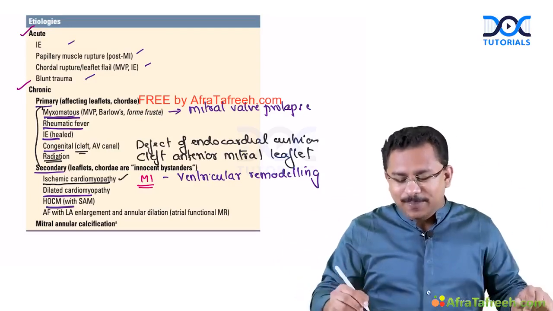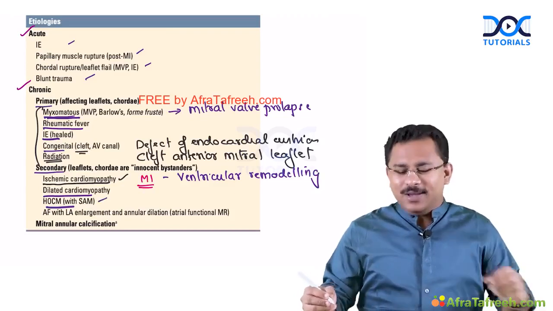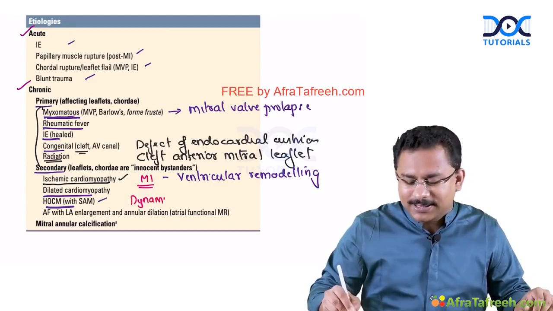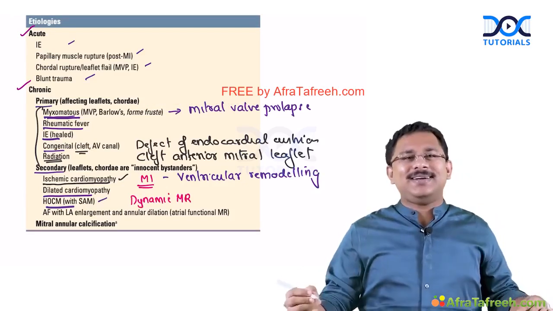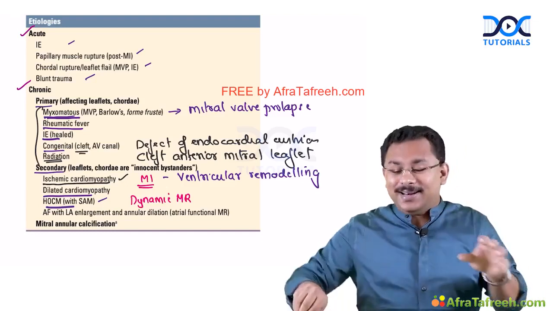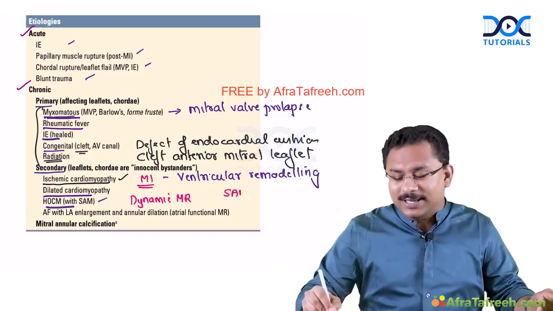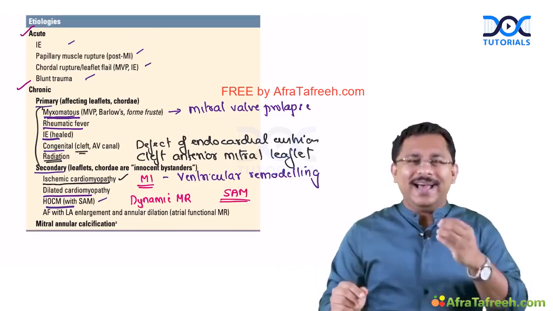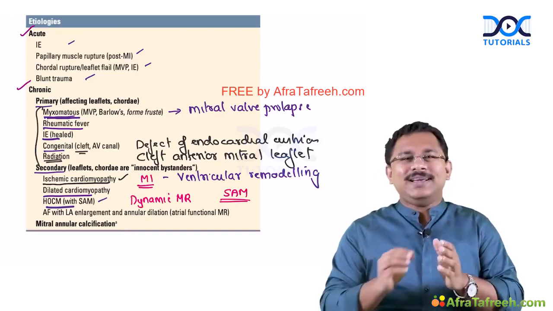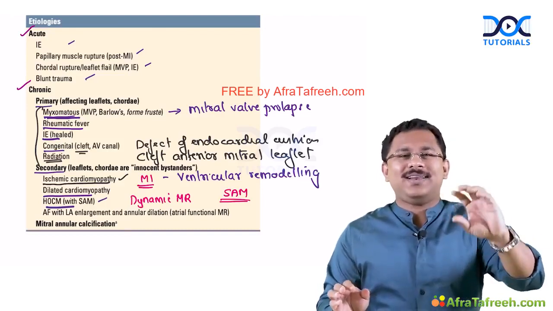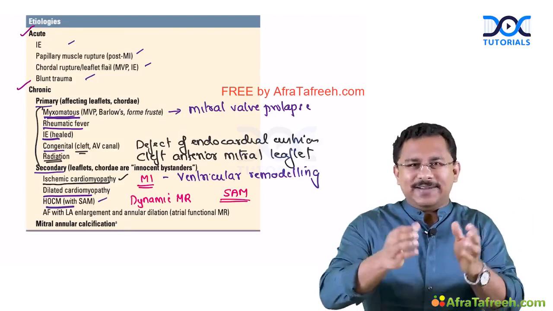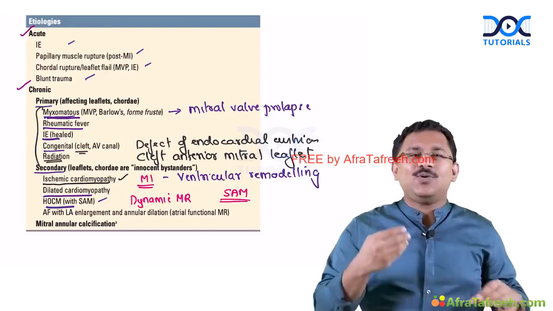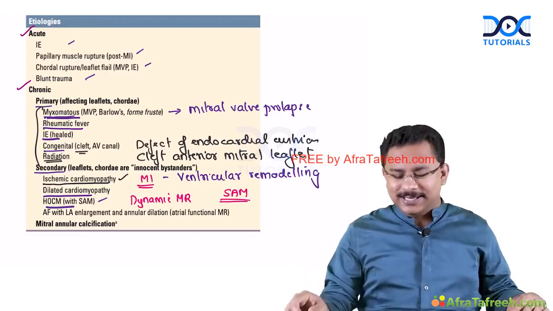And coming to hypertrophic obstructive cardiomyopathy, well, in case of HOCM also, you're going to have a dynamic mitral regurgitation. So this dynamic mitral regurgitation is dependent on what? SAM. What is SAM? The systolic anterior motion of the anterior mitral valve leaflet is occurring into a narrowed left ventricular outflow tract. I've already discussed this in the module on hypertrophic cardiomyopathy. Because of that, you can have a dynamic mitral regurgitation.